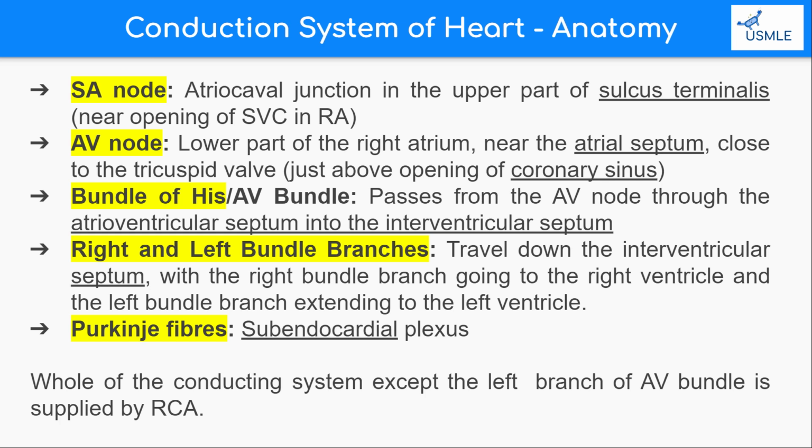The bundle of His passes from the AV node through the AV septum into the interventricular septum. The right and left bundle branches travel down the interventricular septum, with the right bundle branch going to the right and left bundle branch going to the left. Purkinje fibers are present in the subendocardial plexus. Whole of the conducting system except the left branch of the AV bundle is supplied by the right coronary artery.